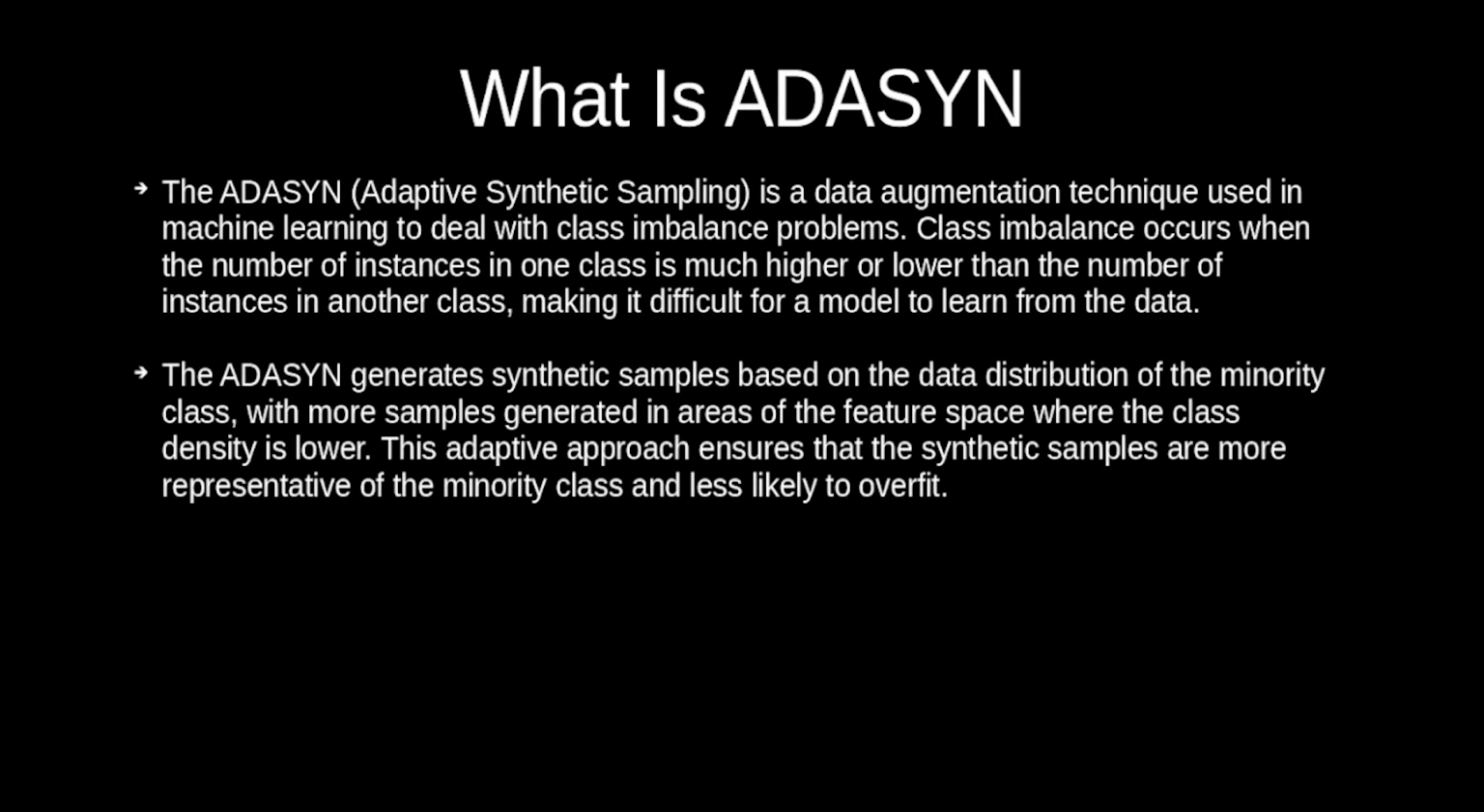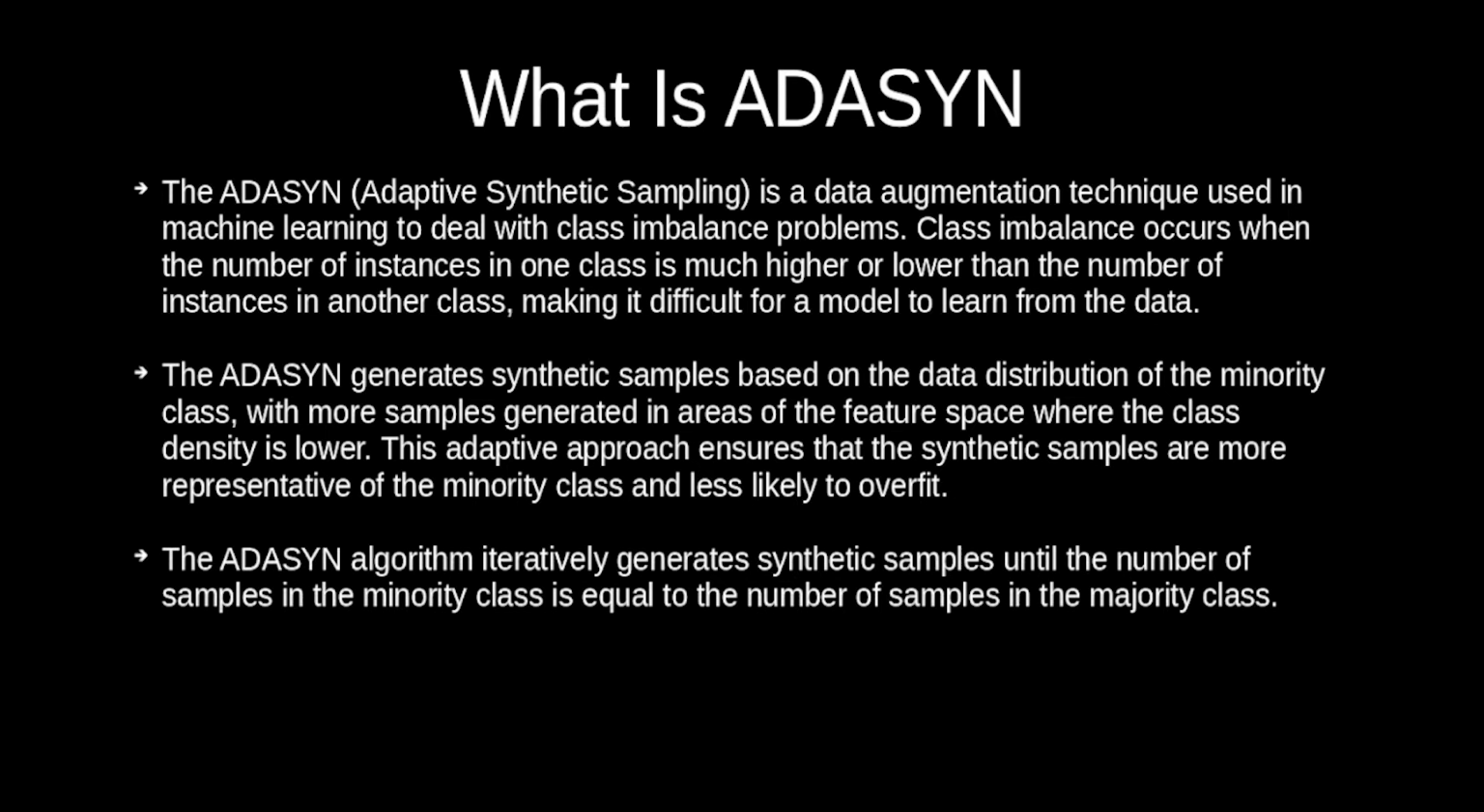But what happens after applying ADASYN? ADASYN generates synthetic samples based on the data distribution of the minority class, with more samples generated in the area of feature space where the class density of that particular minority class is very low. The adaptive approach ensures the synthetic samples are more representative of the minority class and our model would be less likely to overfit. The ADASYN algorithm iteratively generates synthetic samples until the number of samples in the minority class equals the number of samples in the majority class.